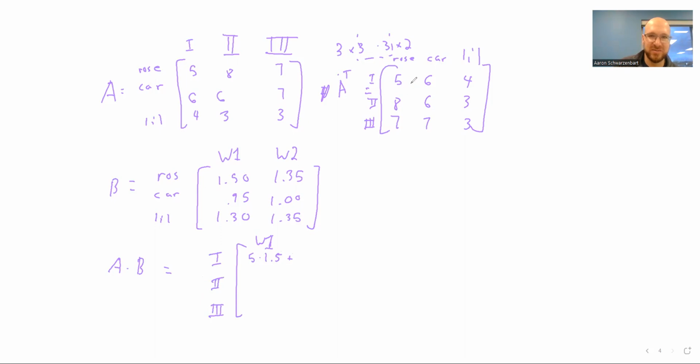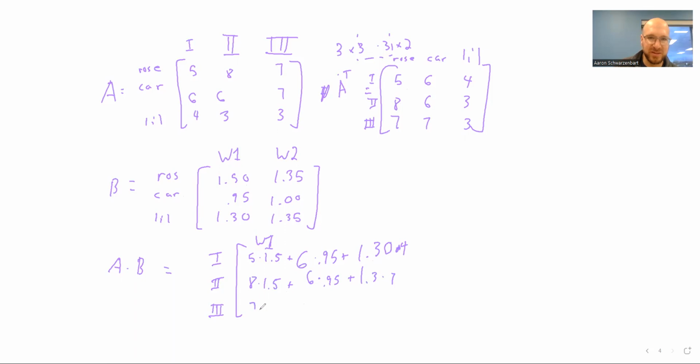5 times 1.5 plus 6 carnations times 0.95 for arrangement 1. And 1.3 times 4 is the cost of the lilies. So that's all of arrangement 1. Now the next row down is going to be arrangement 2, again we're in wholesaler 1, so 8 times 1.5 plus 6 times 0.95 plus 1.3 times 7.